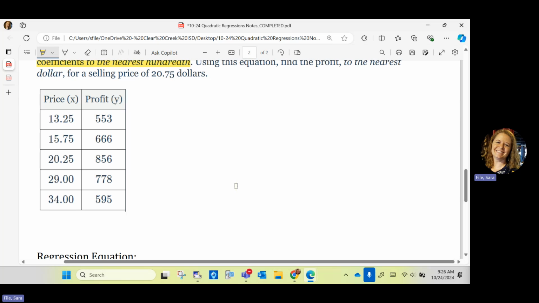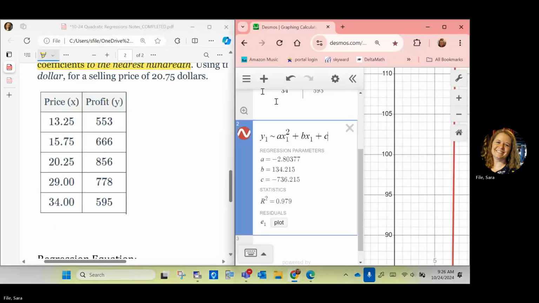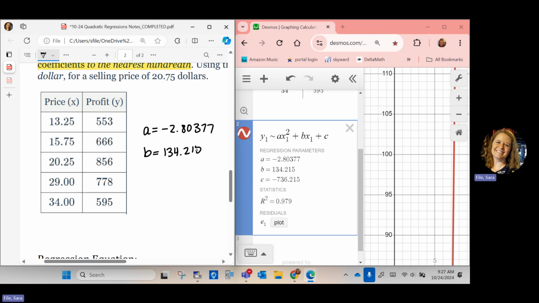Not what I meant to do. So a is negative 2.8377. B is 134.215. And C is negative 736.215.